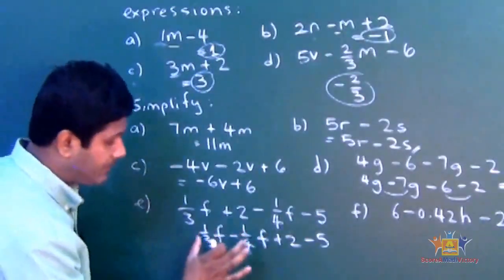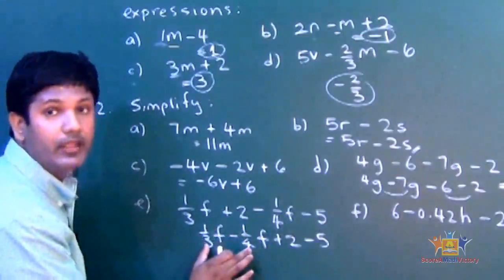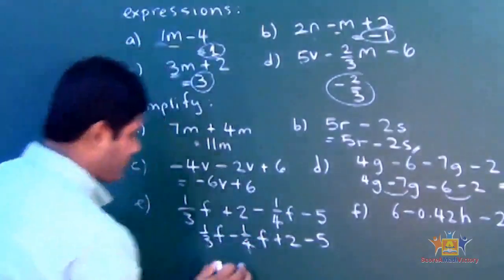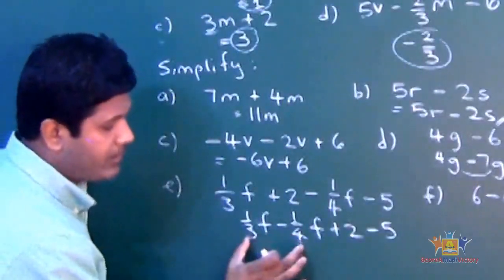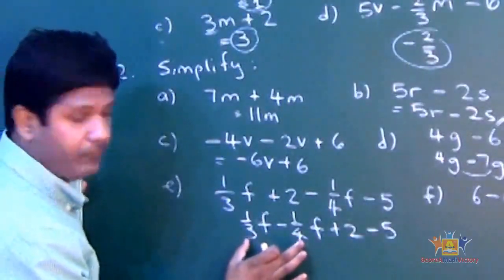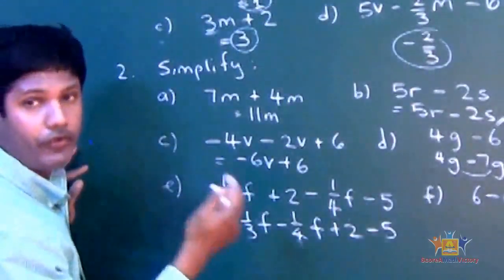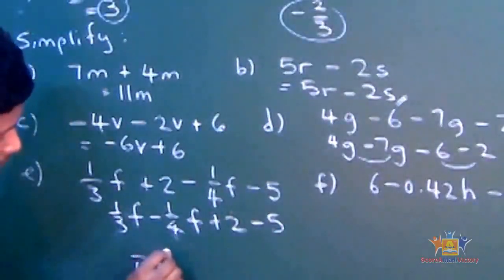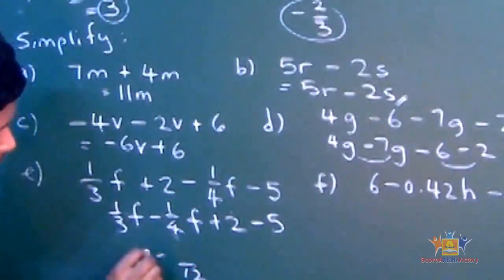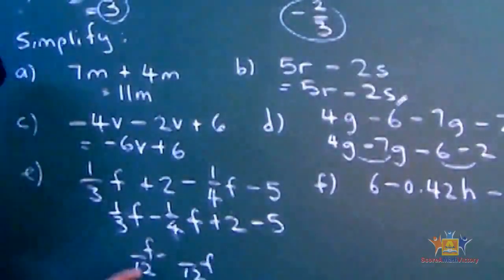Once I know these two are like terms, I'm going to just add them by the coefficients, solving by the coefficients. What is the common denominator for 3 and 4? Very good, 12. So I'm going to use the 12. So 12 and then 12, and then minus f and f.